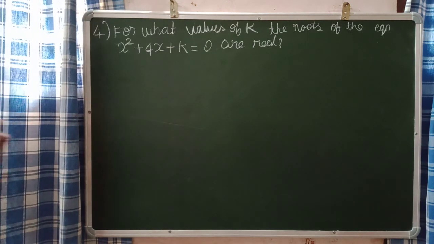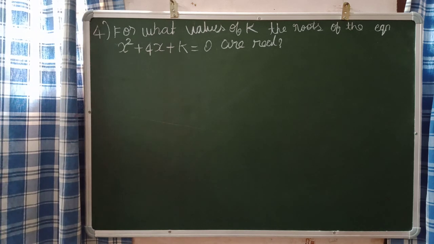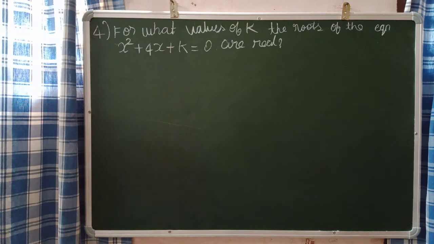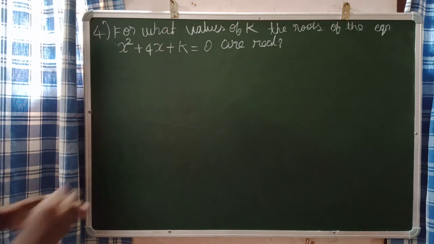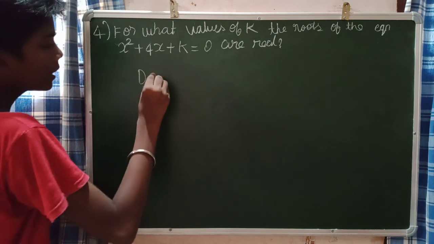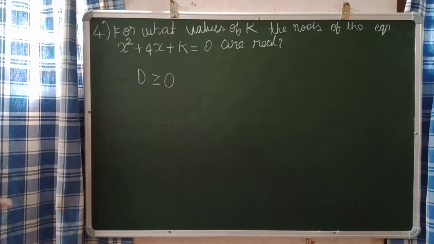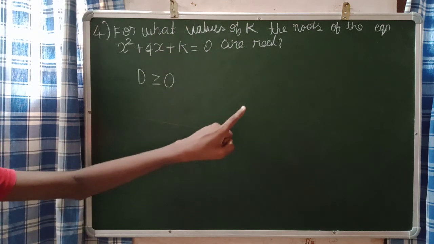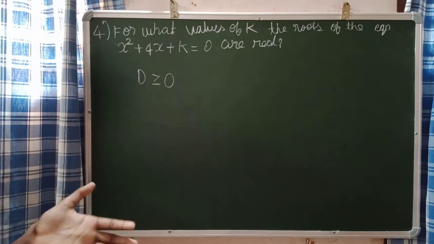Our next question is, for what values of k the roots of the equation x square plus 4x plus k is equal to 0 are real? So guys, for a quadratic equation, real roots means what is the condition? One of the important conditions is that your discriminant should be greater than or equal to 0. That's one of the important conditions for the roots to be real. And don't forget that they are only asking real roots. They are not asking distinct and real roots.